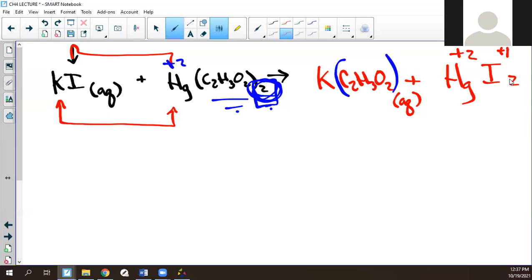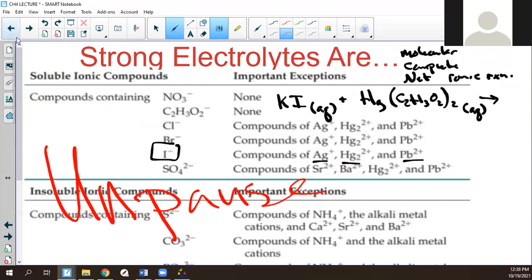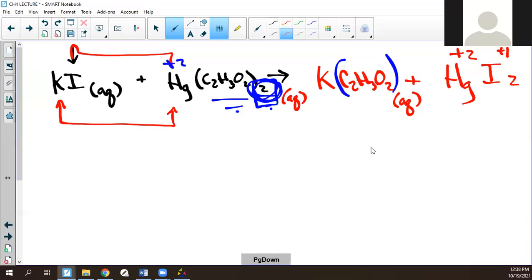All right, good job. Now, here we have, oh, I never did this part. This was aqueous right here, correct? Because acetate is always soluble. Okay. And then HgI2, is it soluble? No. Iodide is usually soluble, but it's not with mercury. So there's your solid. You with me? So that's my precipitate.